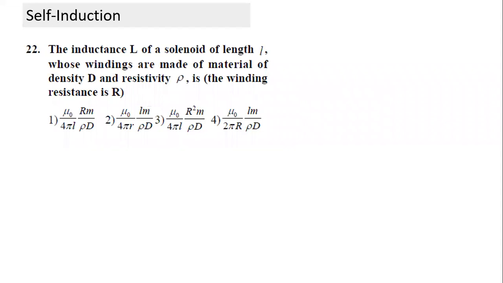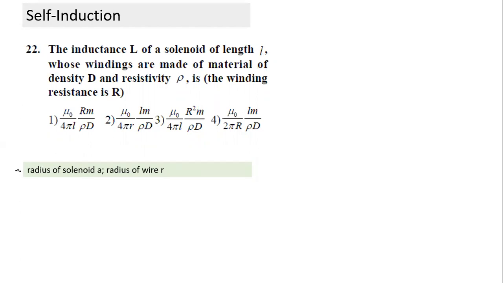Another similar question is like this. The inductance of a solenoid of length l, whose windings are made of material of density D, resistivity rho is given, and the winding has a resistance of R. In my opinion, this question has practically no physics insight, but it is a simple question. It is a little tedious, with so many variables involved. Let's see what things it involves. I'm just giving a hint. All of you need to solve it.